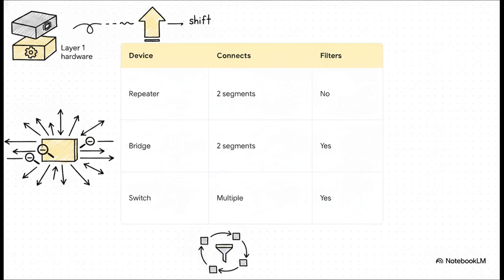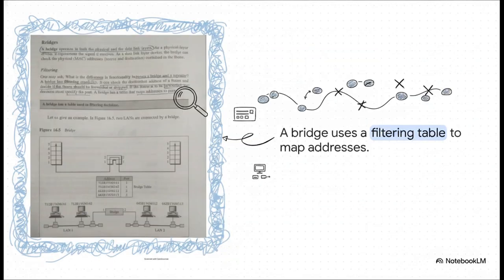But a bridge, which operates at layer 2, the data link layer, actually examines the destination of the data. It filters the traffic. It only forwards data across the segment if it absolutely has to. Here's how that filtering looks in action.